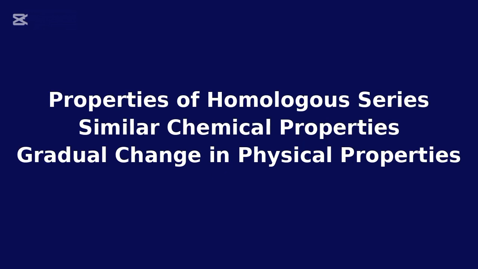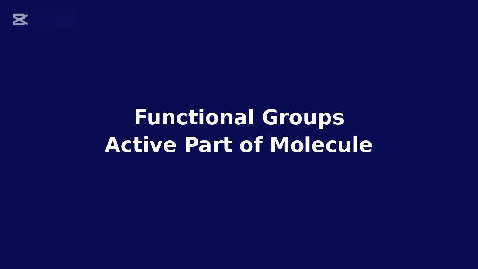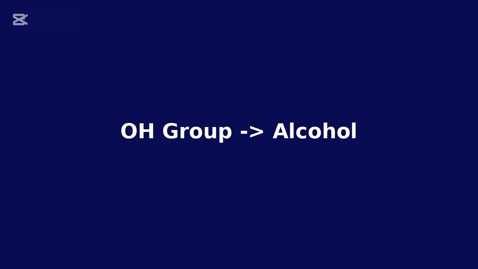Homologous series, they have the same functional group. They have a property whereby successive members differ by CH2. We also have what we call functional group. Functional groups are active parts of a molecule.